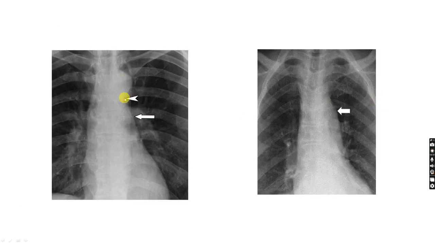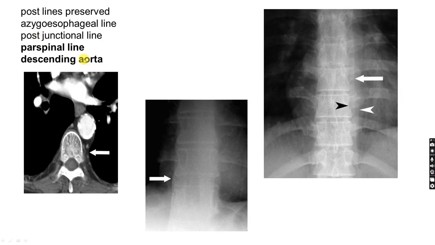Then the aortopulmonary window. You can see the concave margin here between the aorta and the pulmonary conus. Here you can see the convex margin. So there has to be some pathology. So it should not be convex. It has to be concave. That is the aortopulmonary window.